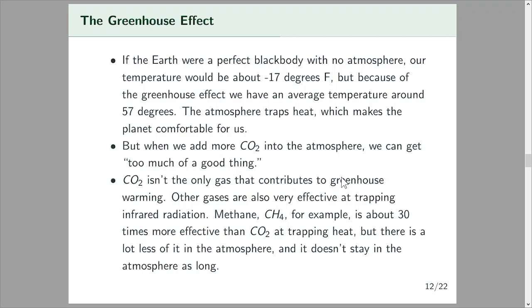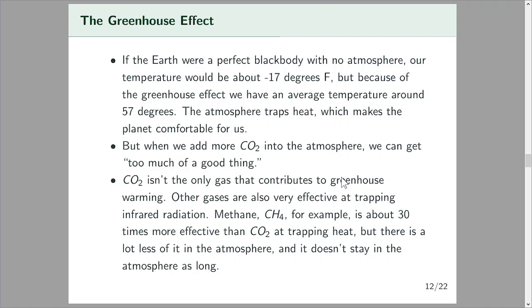The problem is when we add too much, we get too much of a good thing. And so we're now seeing increases in temperature that are raising concerns that if they continue, there'll be a problem with that. So it turns out CO2 isn't the only gas that contributes to greenhouse warming. There are other gases that affect this.